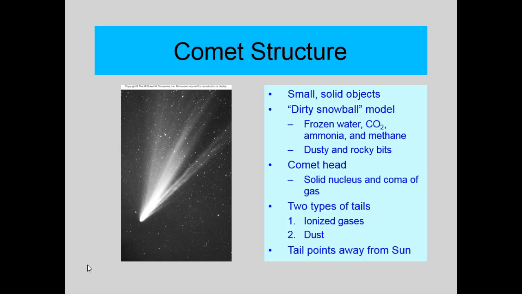The sun is down here. The head always points toward the sun, and the tail points away from the sun. Okay, this is the dirty snowball here, and this is the gases. It could be ionized gases creating its own light, or it could be dust particles reflecting light from the sun down here. Only when it gets close to the sun does it look that bright.